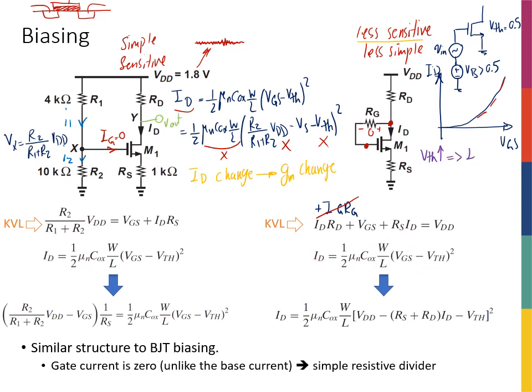So this means that ID is reduced, right? Now, if ID is decreased, then I know that, let's call this Vx, or let's just call it X.